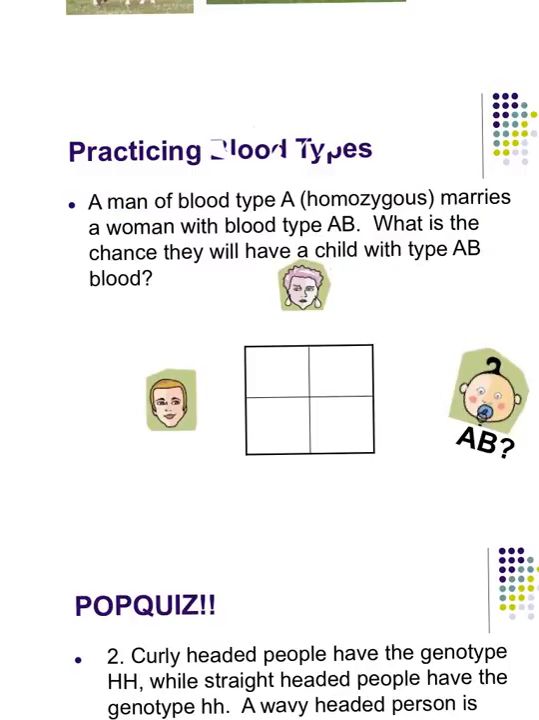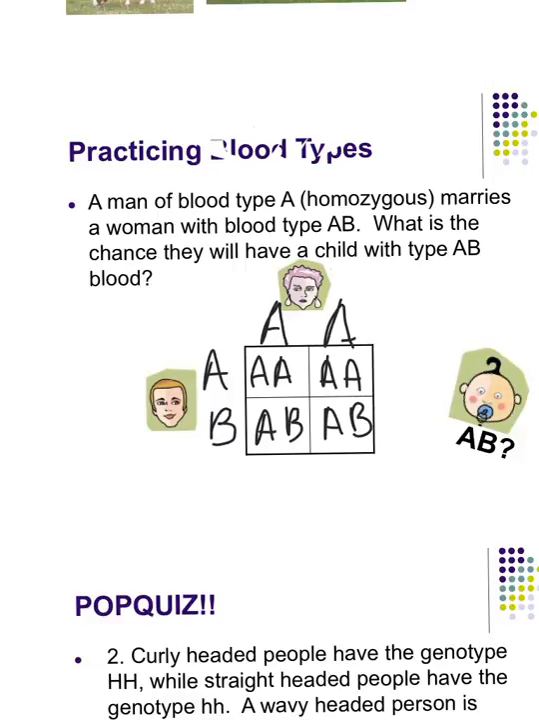So here we go with practicing blood types. A man of blood type A, homozygous, so if he's blood type A homozygous, it means he has 2 capital A's, marries a woman with type AB blood. What's the chance they will have a child with AB blood? So let's cross this out. Okay, so check it out. What's the probability they will have a child with type AB blood? Look, there's 2 out of 4, so a 50% chance of having a child with AB blood.